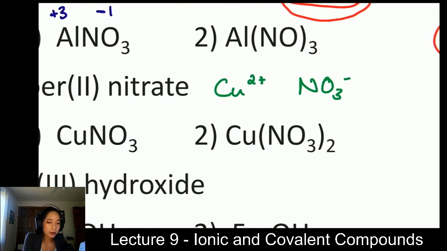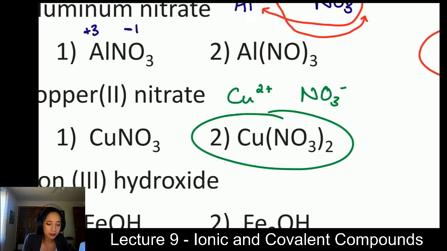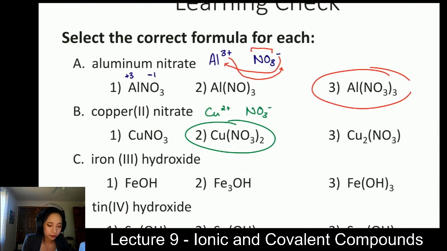Okay, so we need to combine these 2 species to become neutral. So I see here copper has a 2+, so I need 2 nitrates in order to cancel that out. And so yeah, that's our answer right here. 1 copper, 2 nitrates. All right.